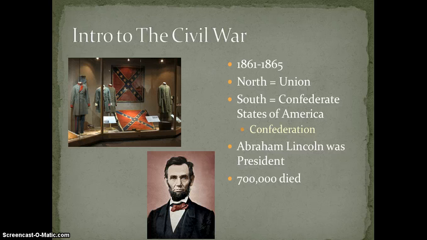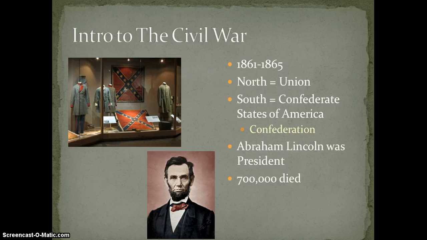So, an introduction to the Civil War. It happened between 1861 and 1865. The two different sides were the North, known as the Union or the United States of America, and the South, known as the Confederate States of America, the Confederation, or the Confederates. I might interchange these terms, but they are the same. I also have a good picture of the Confederate flag up there. And Abraham Lincoln was president during this time. He actually ran for re-election during the war.